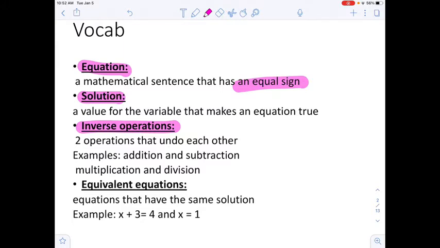And then equivalent equations have the same solution. So x plus 3 equals 4 and x equals 1. Well, they're the same thing, right? Because 1 plus 3 equals 4. So they are equivalent equations.